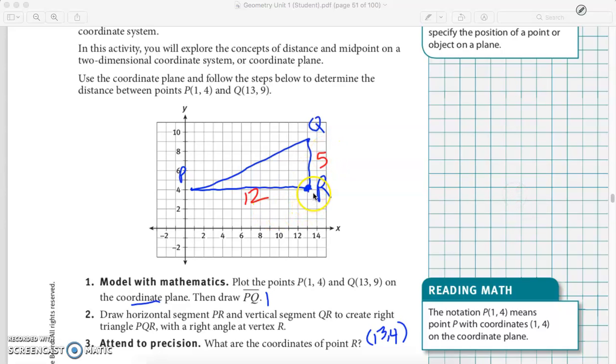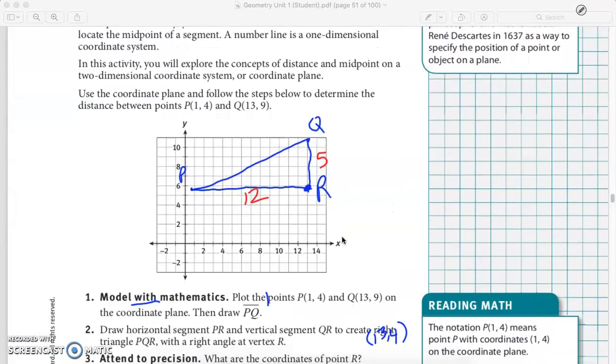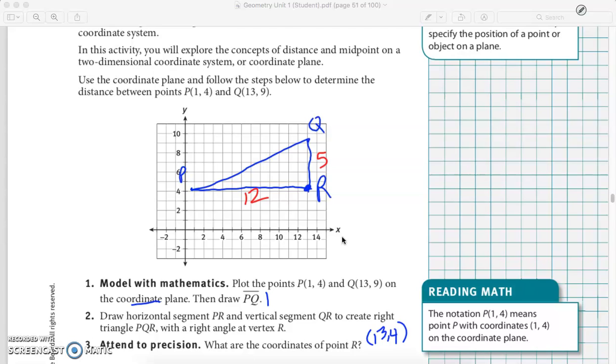Okay, now how did you get that? That was the next question. It said explain how you determine your answers. So the easiest way is to just subtract the coordinates. So if right here is 13, where R is, and P is at 1, well, what's the distance from 1 to 13? So you just do 13 minus 1, and that gives you 12. Same thing right here, but you do it with the y coordinates. R is up at 4, and Q is up at 9. So you just do 9 minus 4, and that will give you the distance of 5. Okay, so that's where those distances come from.